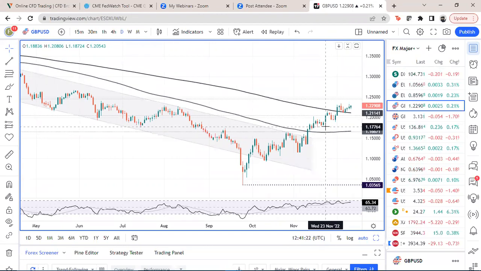We do actually have UK jobs tomorrow. Then, as I said, UK CPI before the Bank of England decision on Thursday.